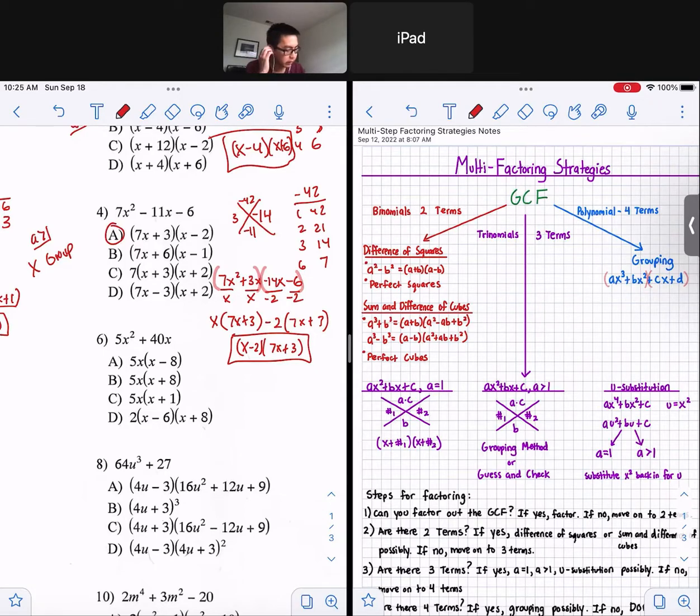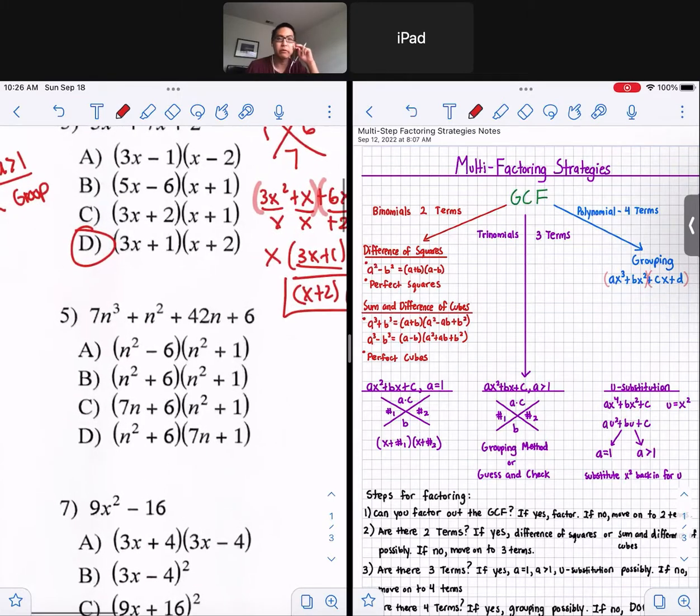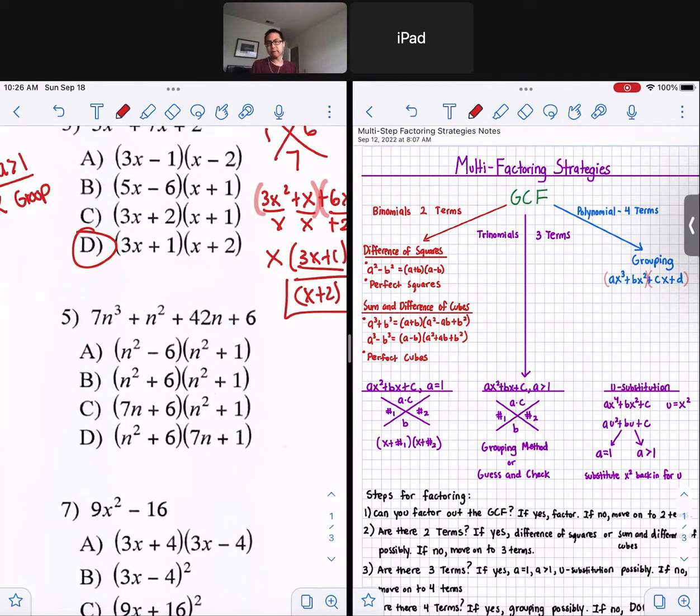But the important thing is for you guys to identify your strategy when you look at it. So for example, number 5. Can't factor out something from each term. I see 4 terms, so that's going to be grouping.